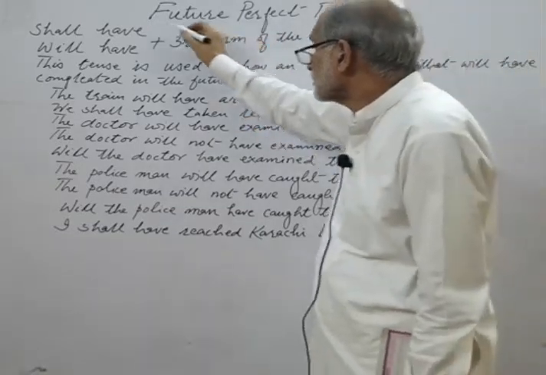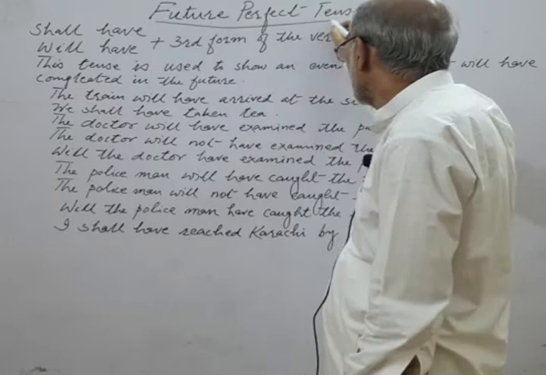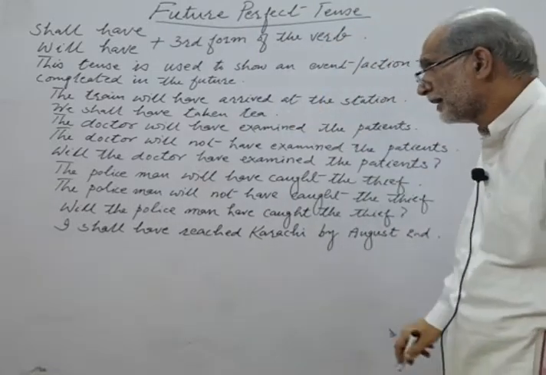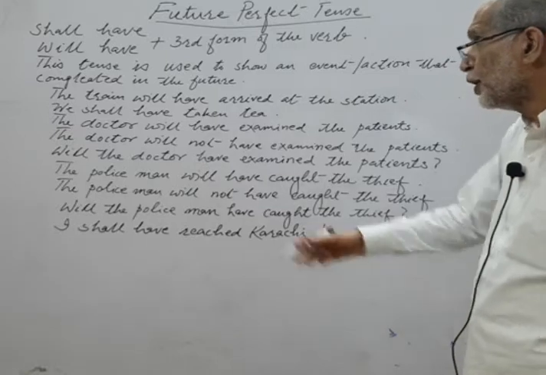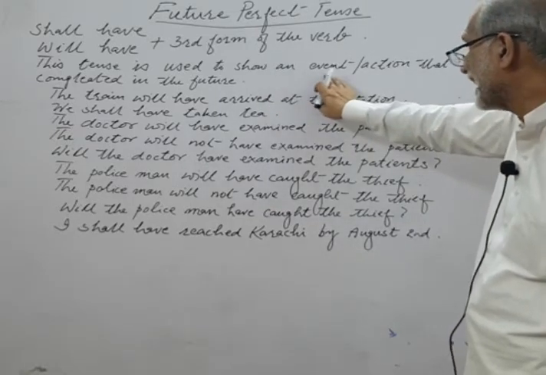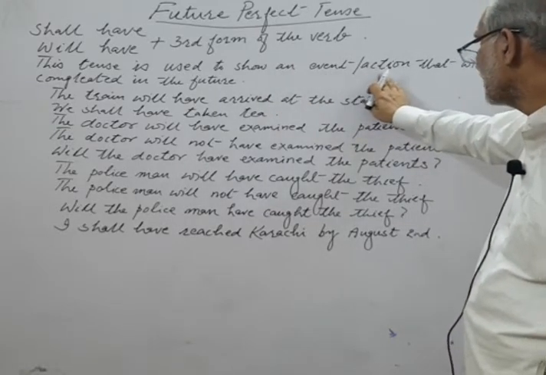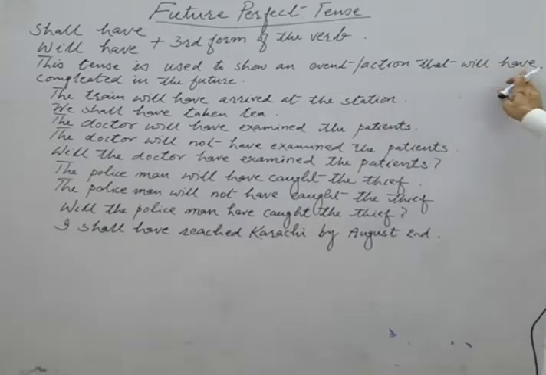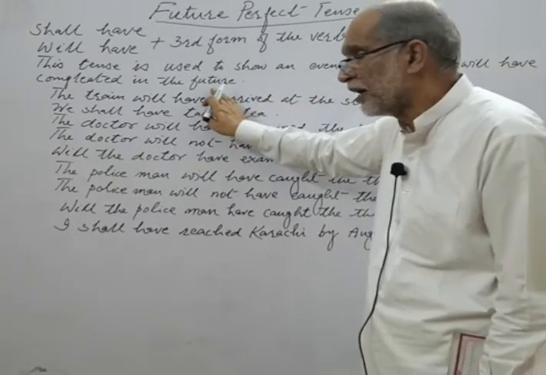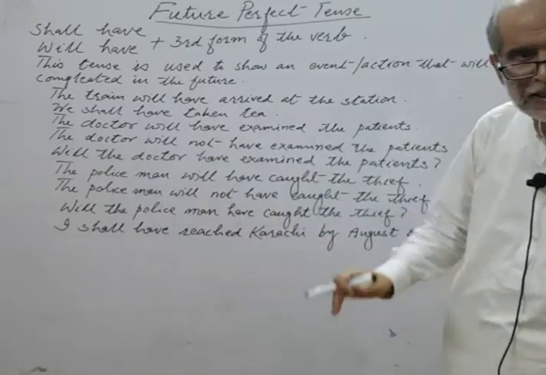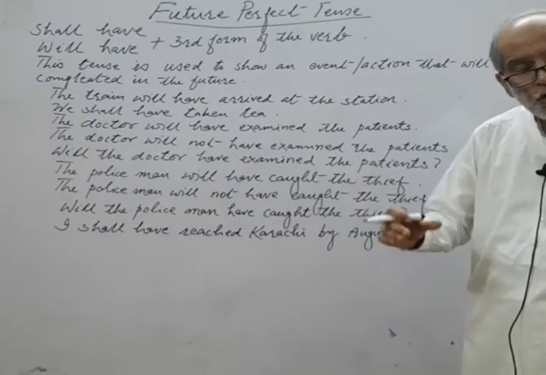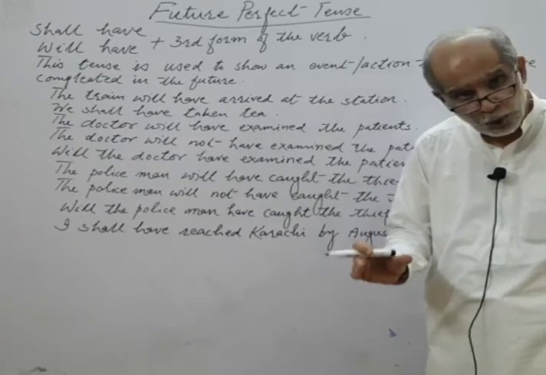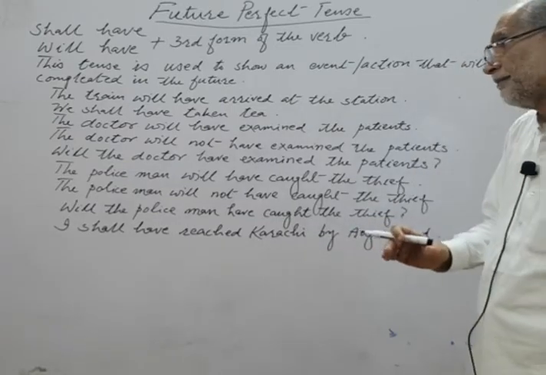Future and perfect tense. This tense is used to show an event or action that will have completed in the future. Yani aisa event, aisa waqia jo future mein complete ho chuka hoga.